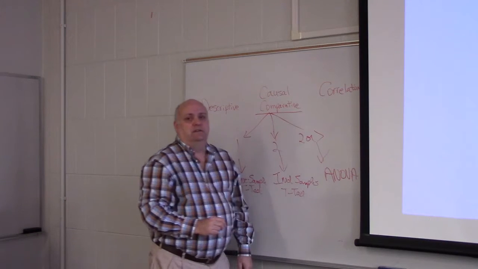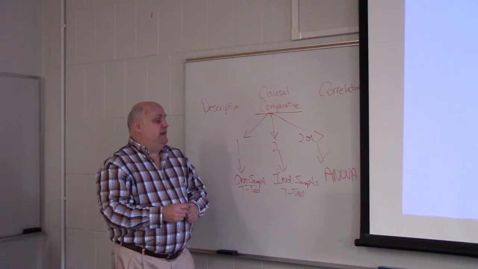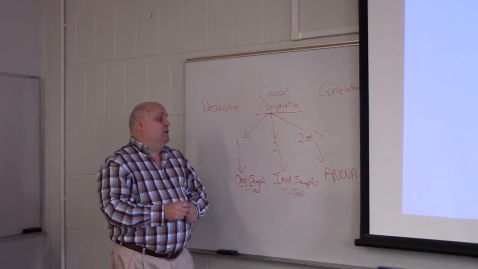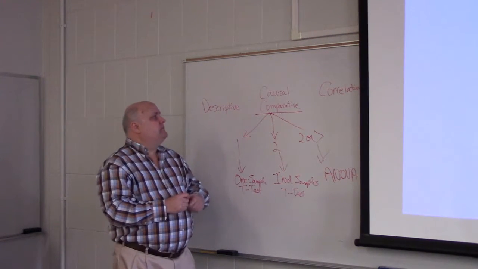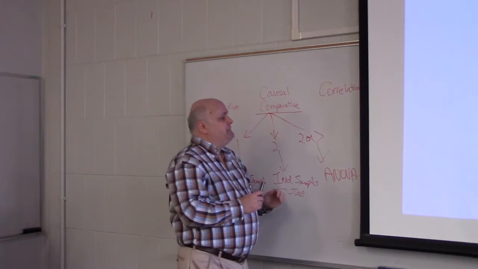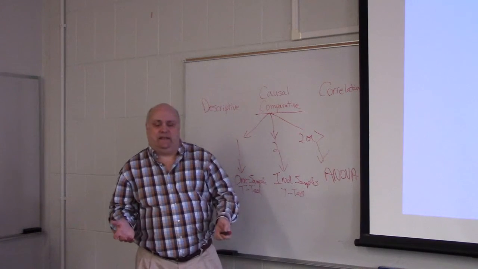And 2 or more groups, an ANOVA, again, compares those means. That's my example of how fast: is there a mean difference in the times in the 6 furlong races between horses of 3 different colors. That's causal comparative. Correlational is really, what's the relationship between?